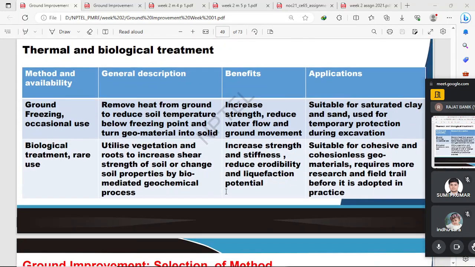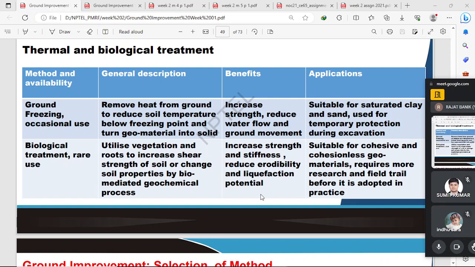Then we also learned the different types of thermal and biological treatment. One of them is ground freezing, and the other is biological treatment. In ground freezing, we reduce the temperature of the soil below the freezing point, and if any moisture is present in the soil, it hardens and the ground is strengthened to some extent, increasing strength and reducing water flow and ground movement. But this technique is suitable for temporary work, potentially during excavation, and also suitable for saturated clay and sand.